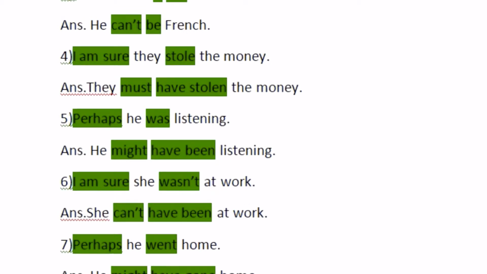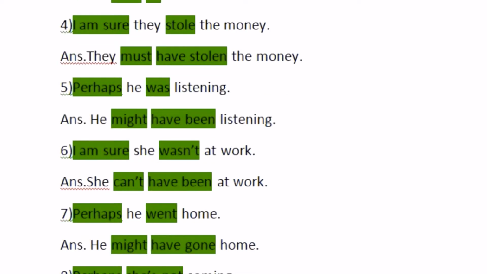Perhaps she is not coming. Okay, perhaps she is not coming. What might be the answer here? My dear, you guess the answer again. Perhaps she is not coming. Perhaps, negative. What you have to write there? May or might not. Isn't it? Yes. So what could be the answer here?